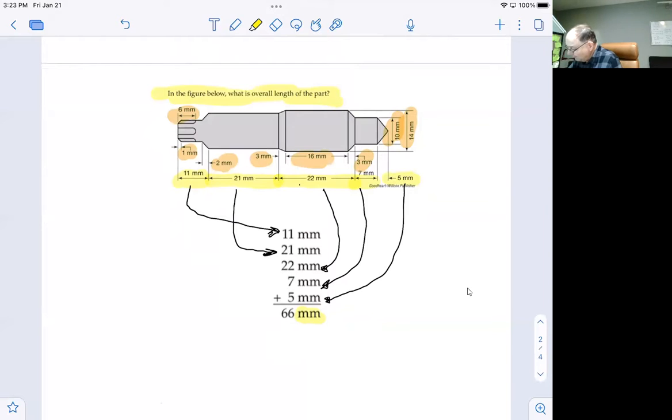Adding up the ones column first, 1 plus 1 is 2, plus 2 is 4, plus 7 is 11, plus 5 is 16. So that is a 6 and a carry of a 1 into the tens column. Now add the tens column. 1 plus 1 is 2, plus 2 is 4, plus 2 is 6. That gives you the tens digit that's in the answer. So 66 millimeters is the answer.